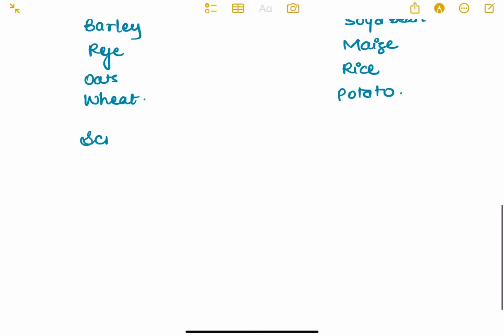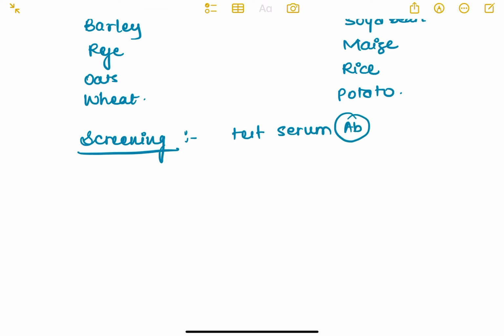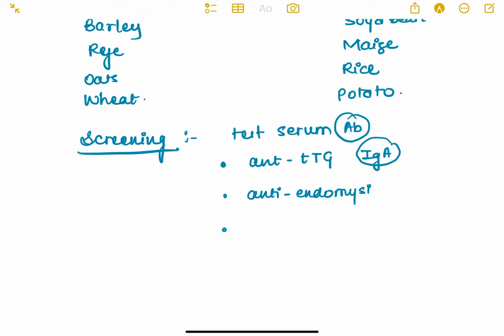Next thing is what we do to screen celiac disease. For screening, we will test serum antibodies. So what are the serum antibodies to be tested? One is anti-TTG, which is an IgA antibody. Next is anti-endomysial antibody. Next is deaminated anti-gliadin antibodies.